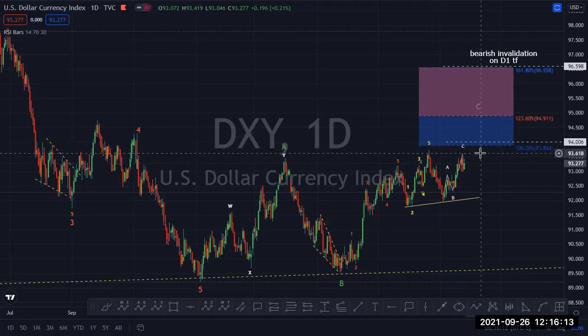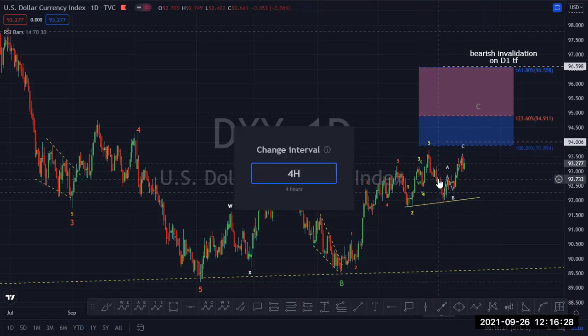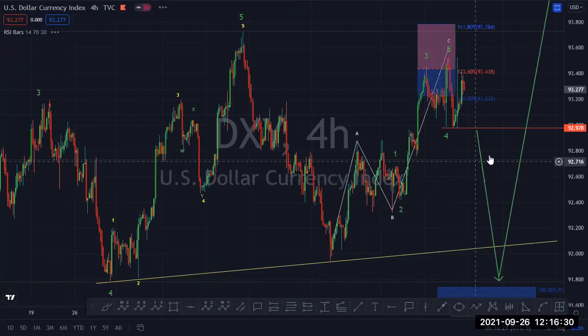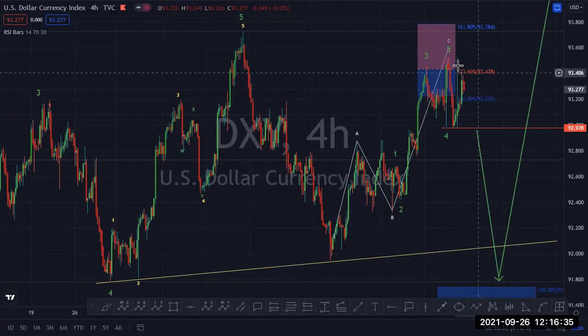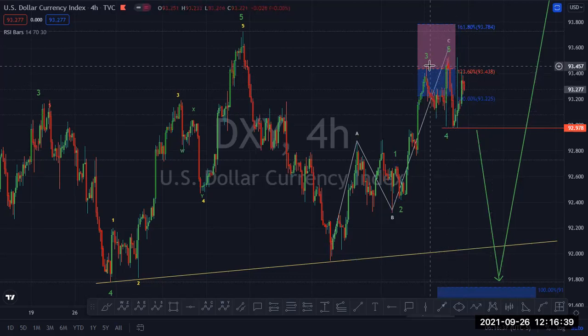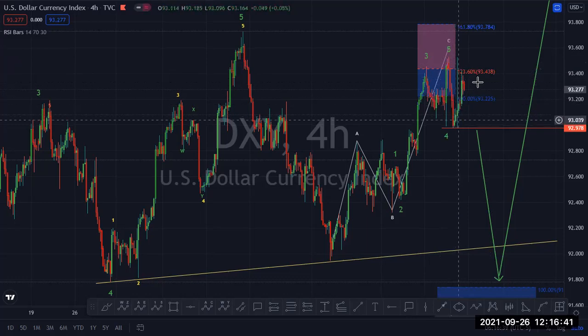Sometimes corrections can truncate. So for now, let's focus on the 4-hour and 1-hour charts to know whether we are still going up or it has ended here. So let's go to 4 hours. On the 4-hour, we got a sell setup from here, and the selling is not going well.